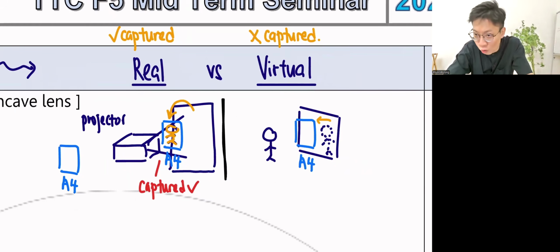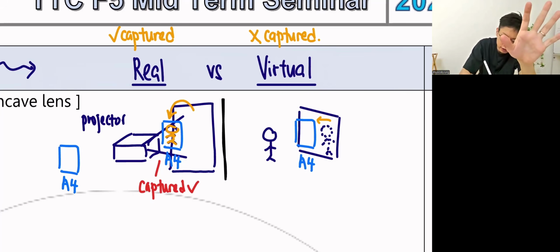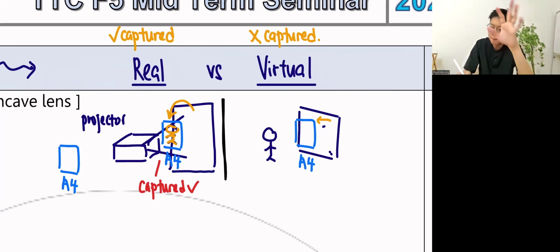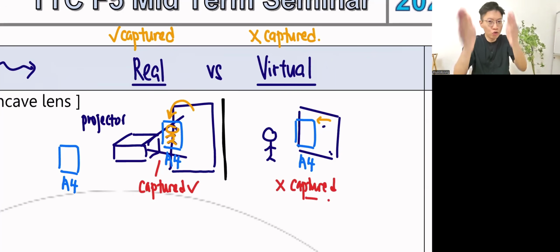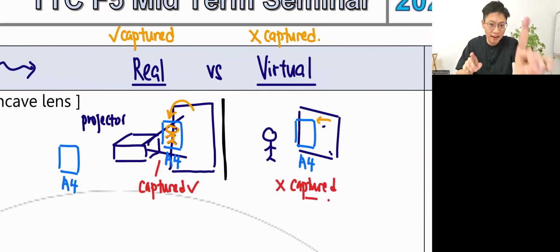So the answer is no, right? I will block whatever that is behind, okay? But then I will not be able to form the image. So therefore, this cannot be captured, okay? So the first thing you have to master is, do you know how to distinguish can be captured from cannot be captured? That is the most important thing.